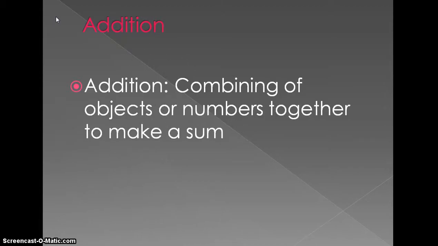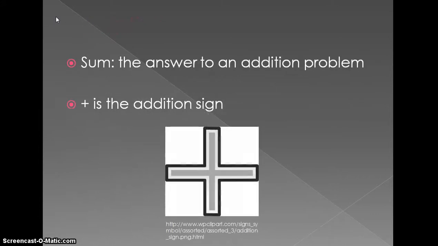After learning to count by twos and by fives, learning to add is something we'll all need to know how to do. Addition is the combining of objects or numbers together to make a sum. There are certain terms that are associated with addition. The main term that goes along with addition is the term sum. The sum is an answer to an addition problem. The sign for addition is called the plus sign.